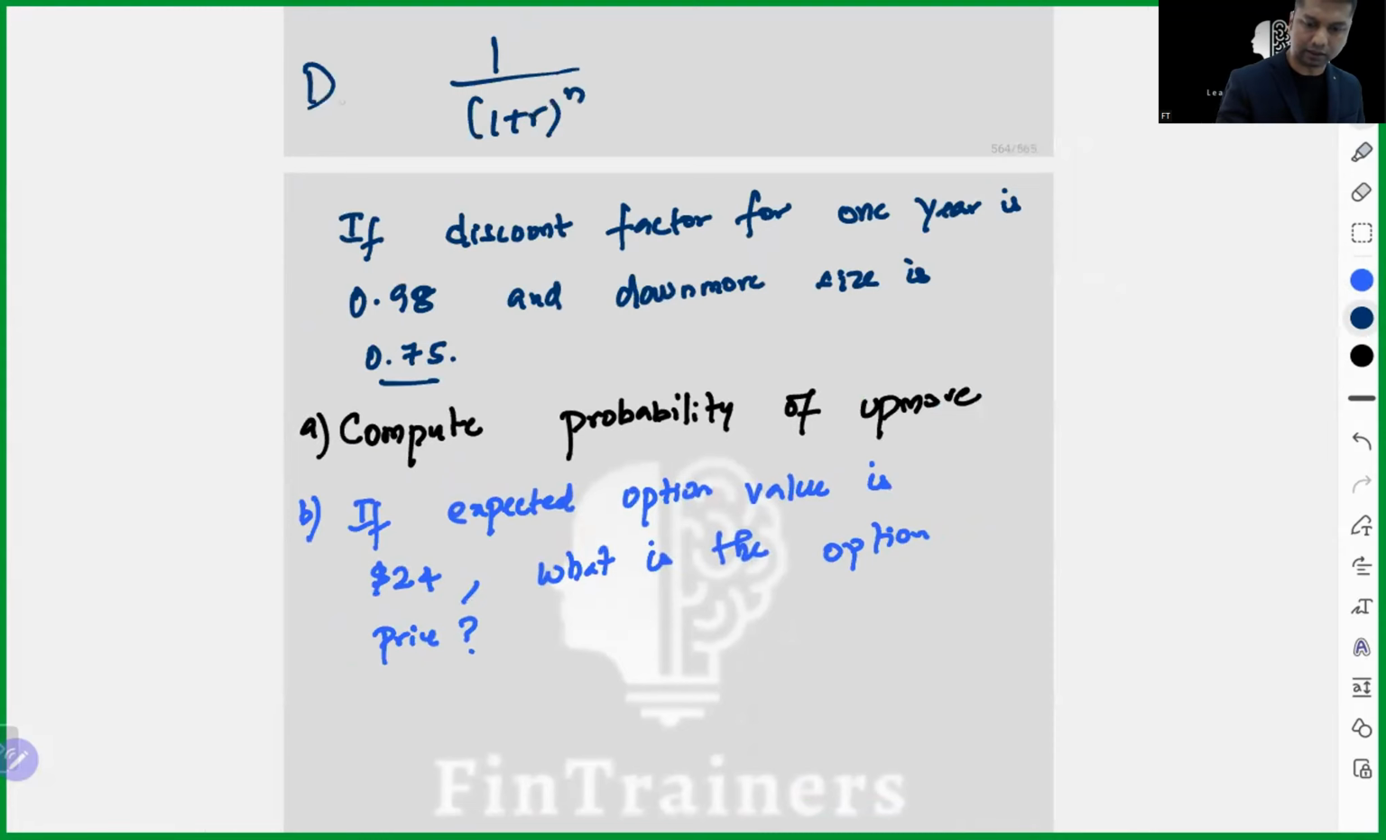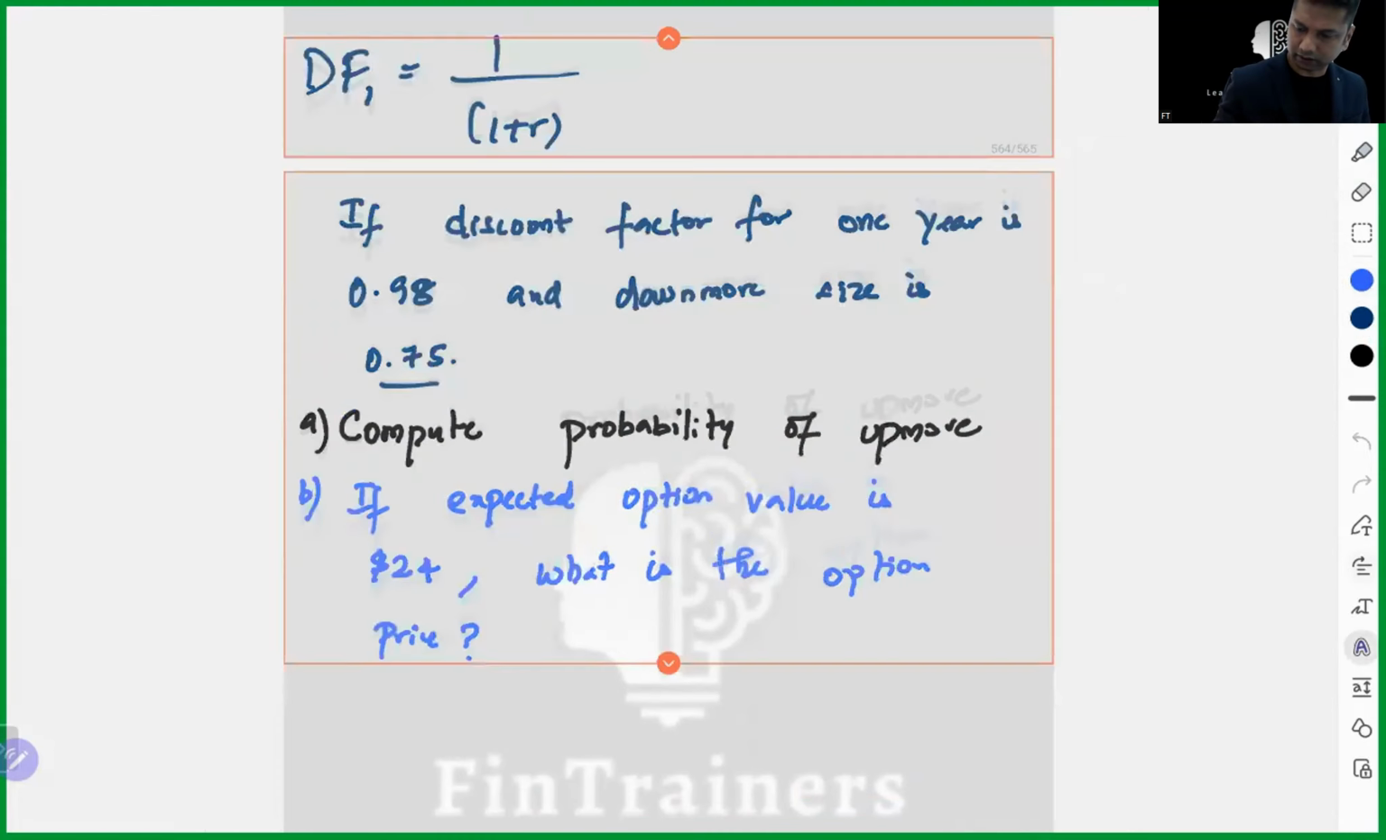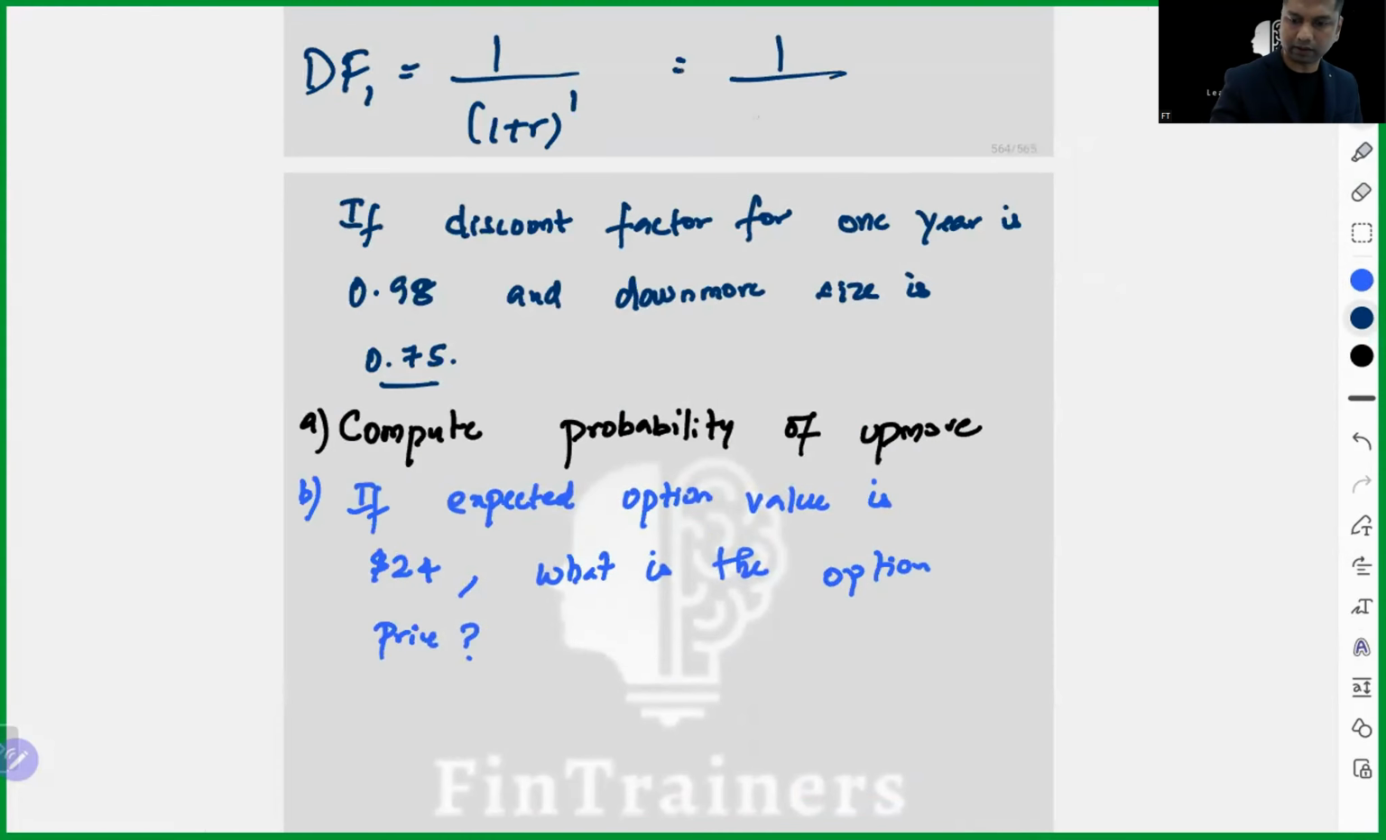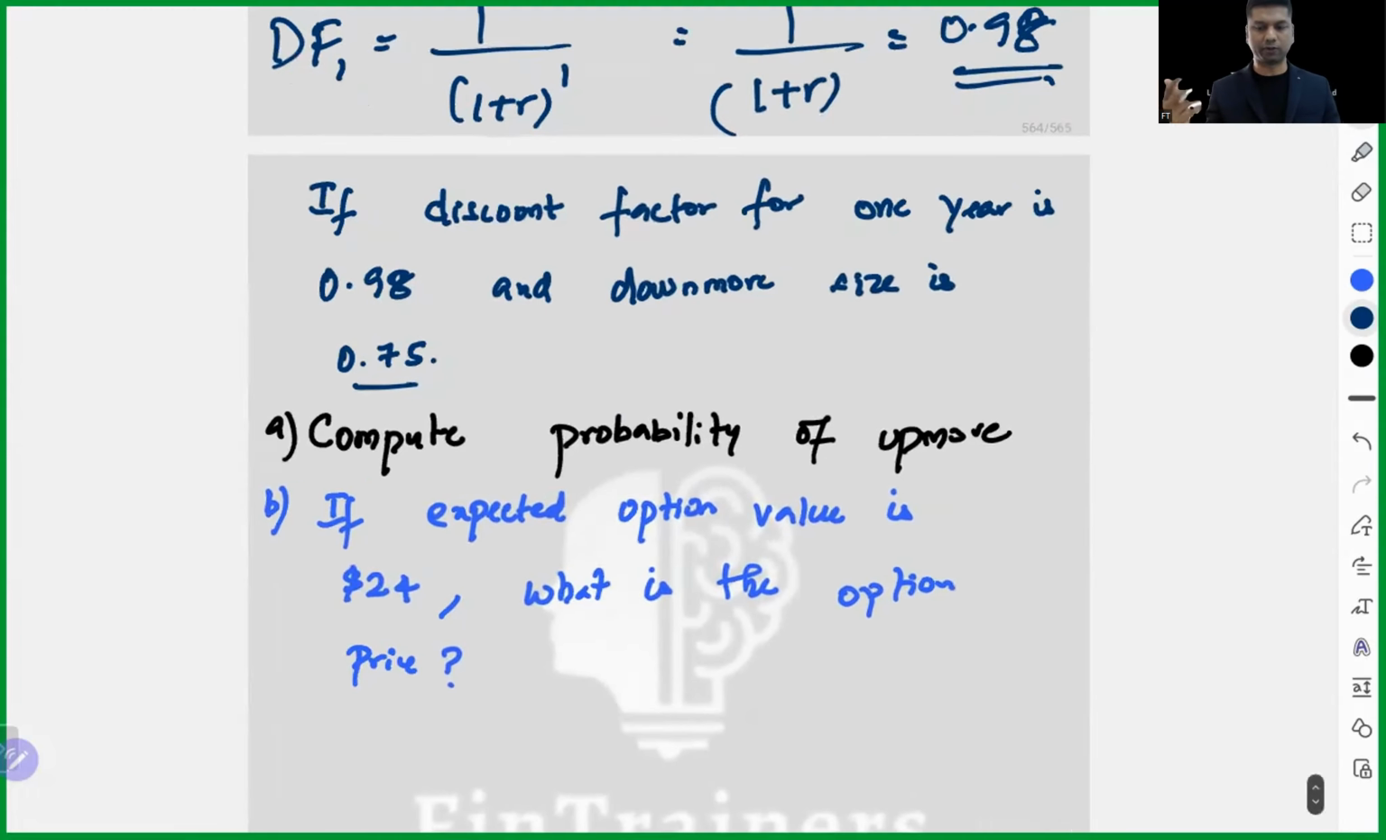That is called as the discount factor. So for first year, 1 year, it will be a 1 year discount factor. If you have not attended fixed income yet, you will not know that. So by 1 plus R is already given to you as 0.98. First, compute the probability of the up move. Second one, they have given you the expected option value. What is the option price? They are not saying whether it's a call or put. You don't need to know because they've already given you the expected option value, which is probability multiplied by payoff. They have done that value. So this is how you will most likely get.